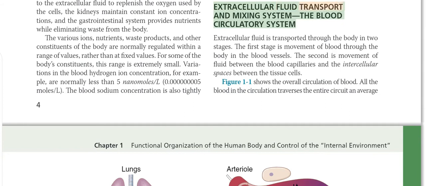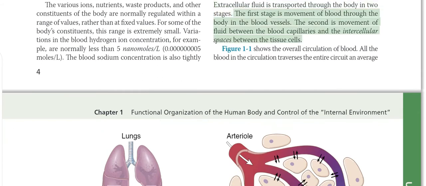Extracellular fluid transport and mixing system. The blood circulatory system. Extracellular fluid is transported through the body in two stages. The first stage is movement of blood through the body in the blood vessels. The second is movement of fluid between the blood capillaries and the intercellular spaces between the tissue cells.